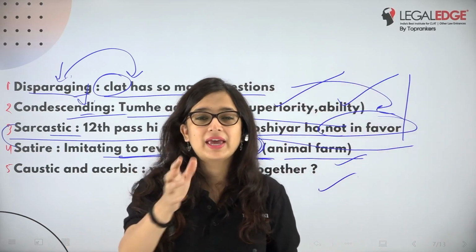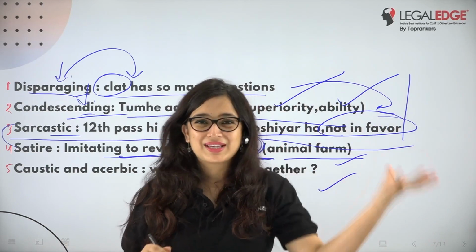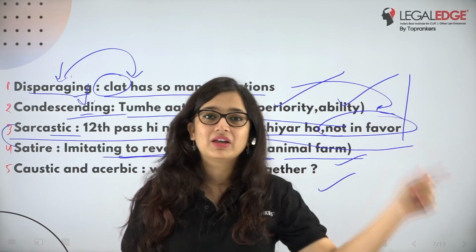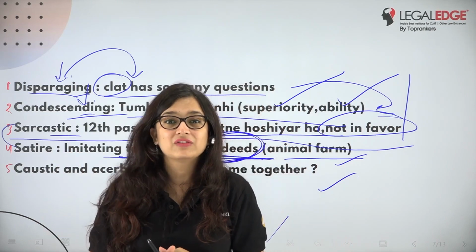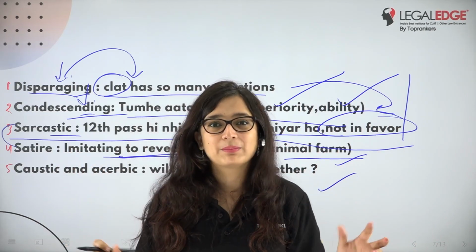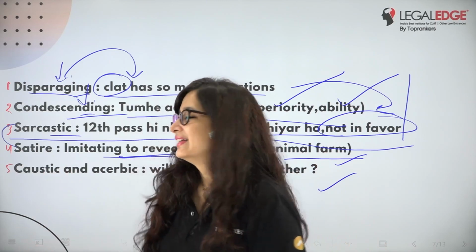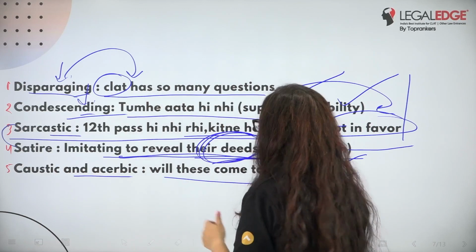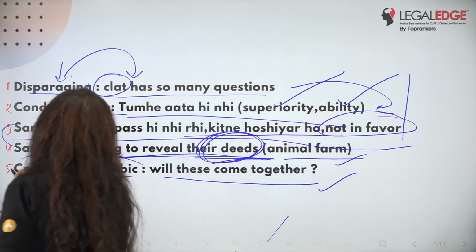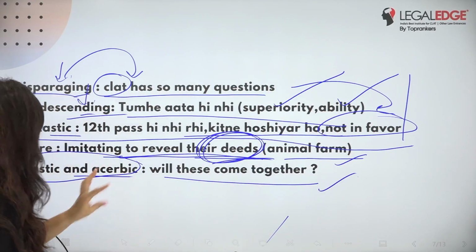ऑल्सो हम अभी ऐसे पढ़ रहे हैं फॉर द बेसिक अंडरस्टैंडिंग. Whenever we'll have the next lecture or whenever we meet in the class, I can give you one liner examples for each of these tones. चलो, caustic and acerbic, will these come together? Caustic and acerbic क्या ये हमेशा एक ही ऑप्शन में आएंगे?